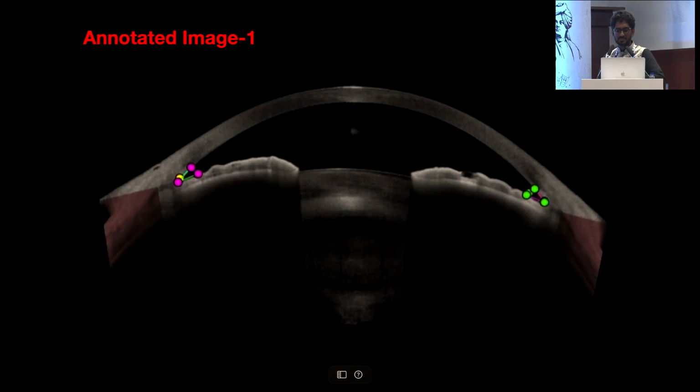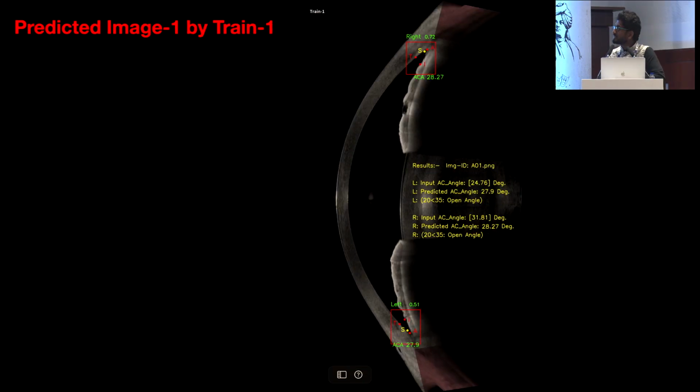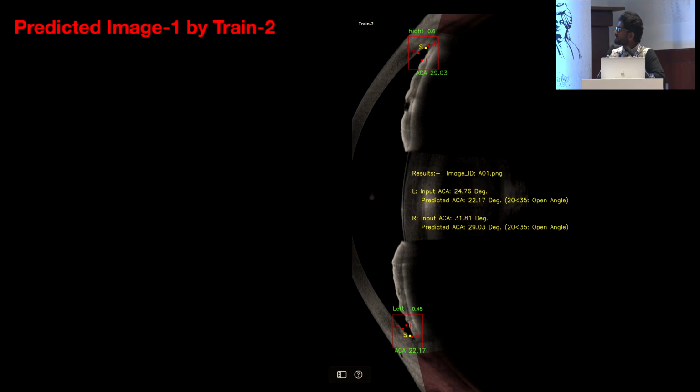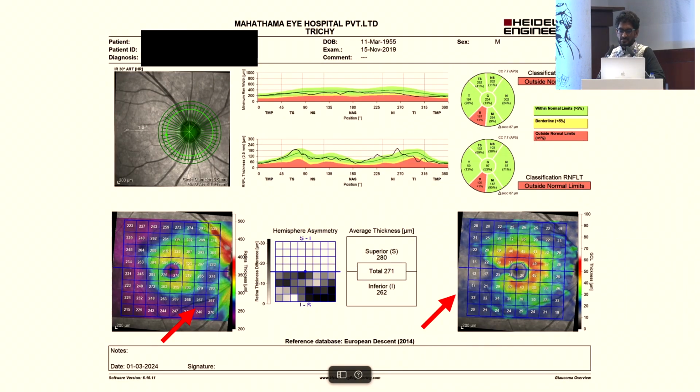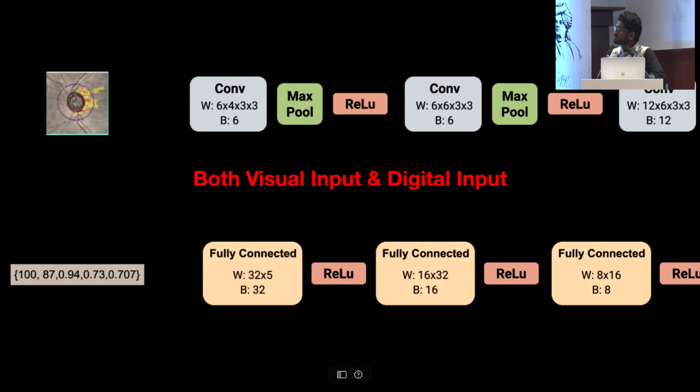It's a multimodal project that we are doing, and you can see with every training the results are much better, from 24, 27, 24 is now 22, and now it's as close to a one difference as possible. So this is something that is very promising. We are moving to OCT as well.